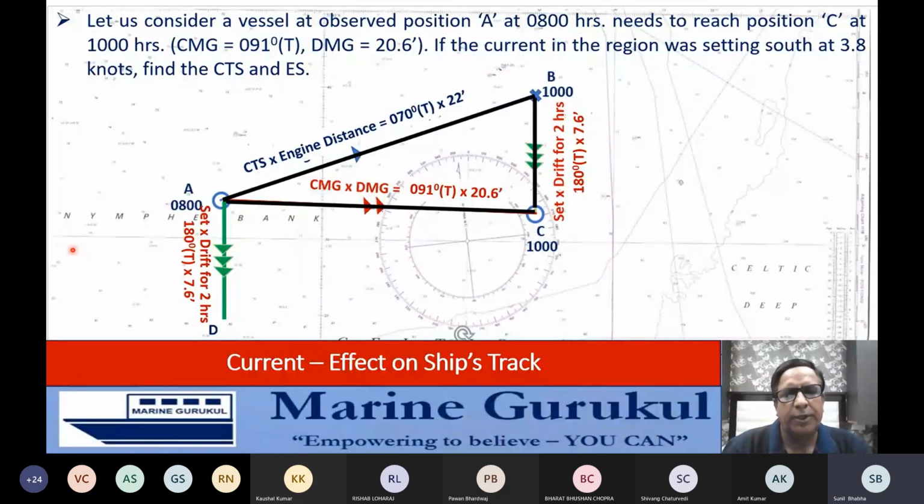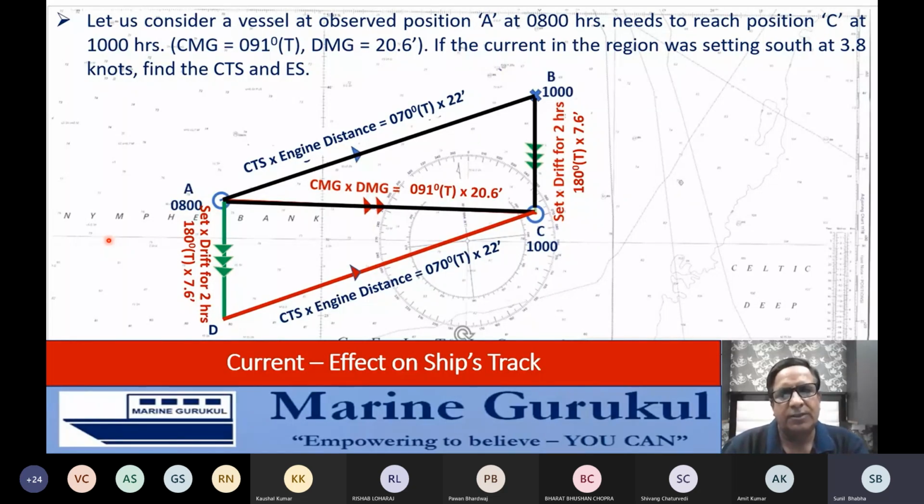Now, if we join point D to C, as you can see, A, B, C, D is a parallelogram. Obviously, then AB and DC are parallel to each other and also equal in magnitude. So since it's a parallelogram, D to C represents the CTS, and the D to C distance represents engine distance in 2 hours. So the CTS is 070 degrees true, engine distance is 22 miles in 2 hours, giving us an engine speed of 11 knots.